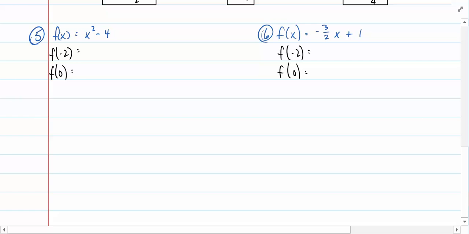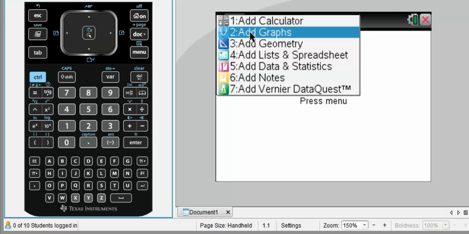Our instructions tell you to graph first. So in order to do that, we need to set up a graphs page on our graphing calculator. So I'm going to switch to the graphing calculator now, and this is what it should look like when you open it up on your computer.